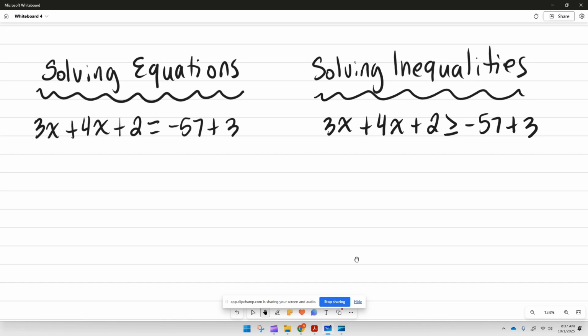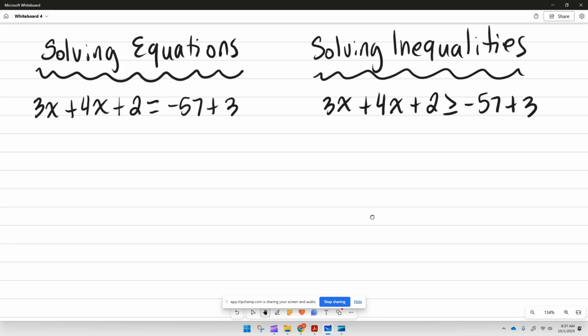All right, so we are going to be going over solving equations and solving inequalities. And we're going to talk about their similarities and their differences. So, looking at solving this equation, we're going to start with the equation.